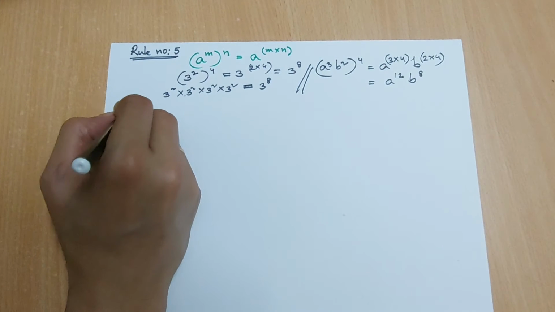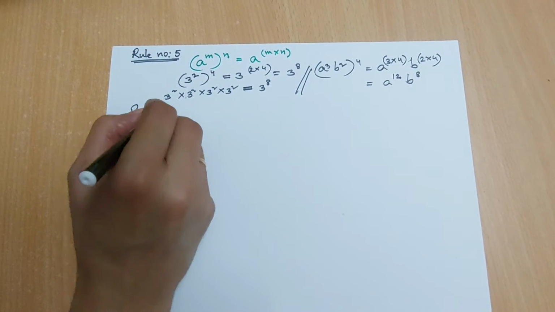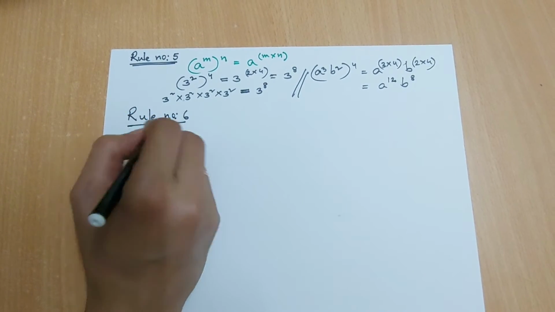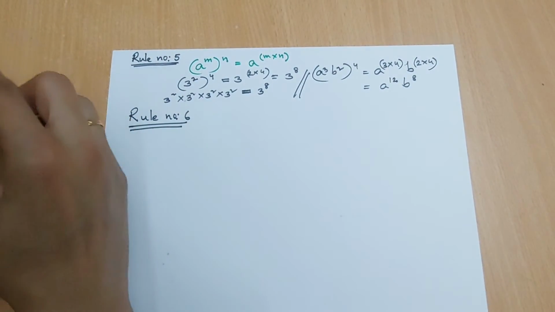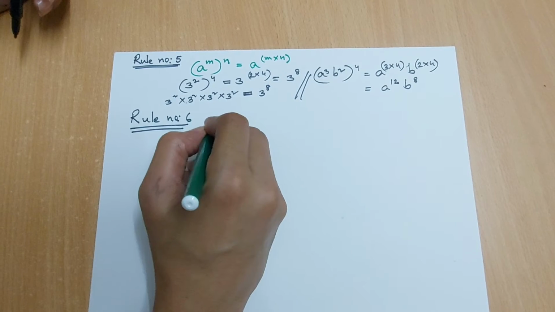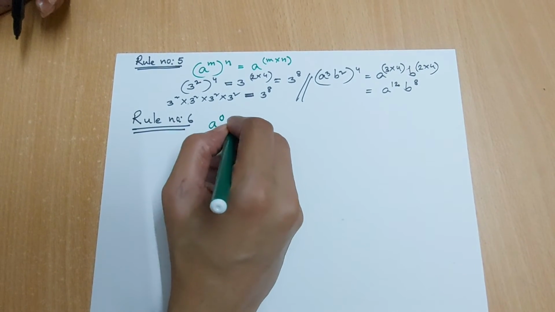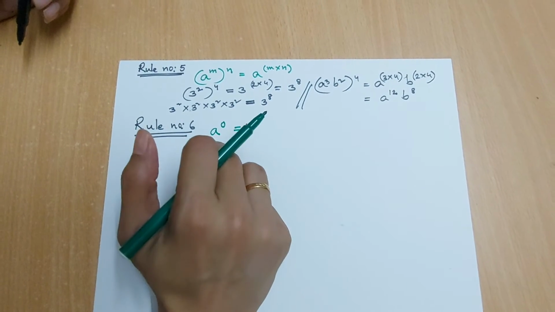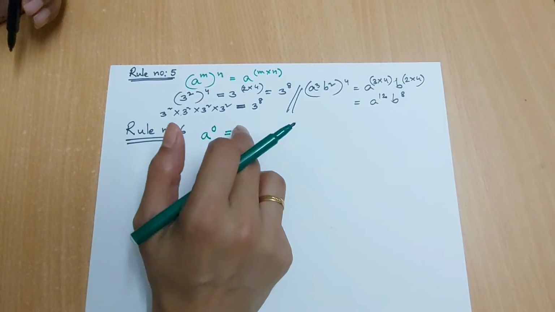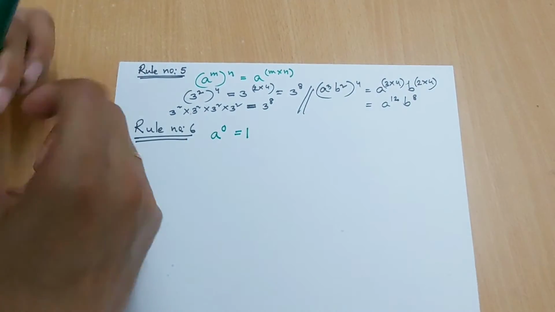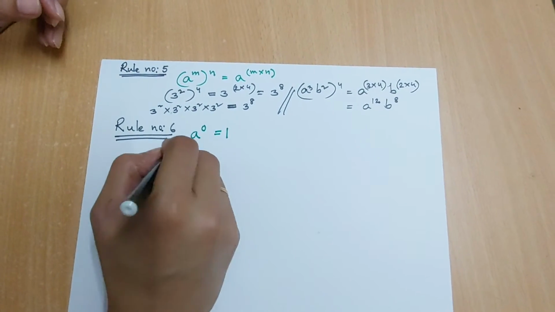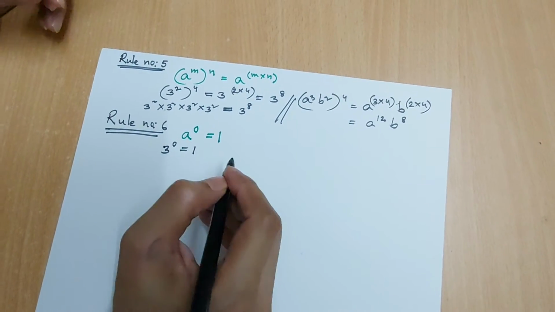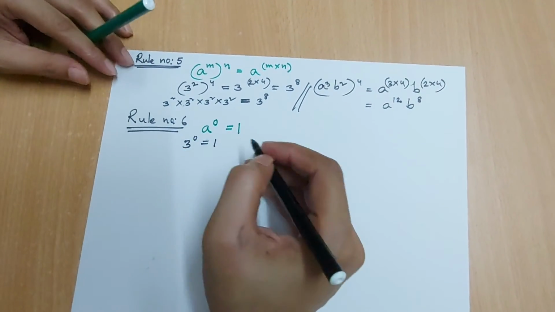Now rule number 6. Rule number 6 says a power 0 equal to 1. That means any base raised to the power 0 is equal to 1. For example, 3 power 0 equal to 1. Let me show how it is happening.